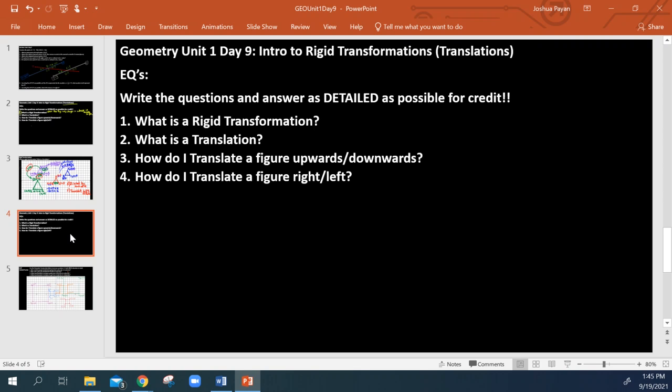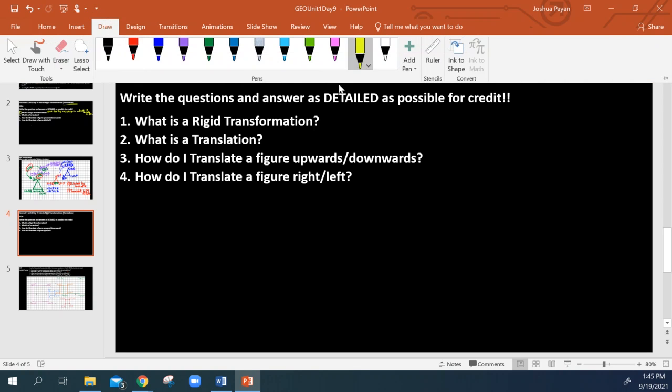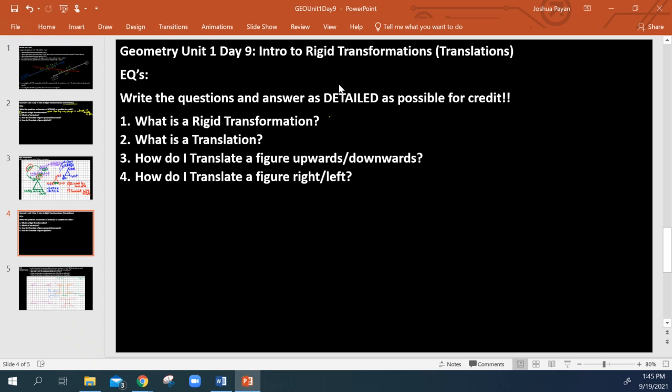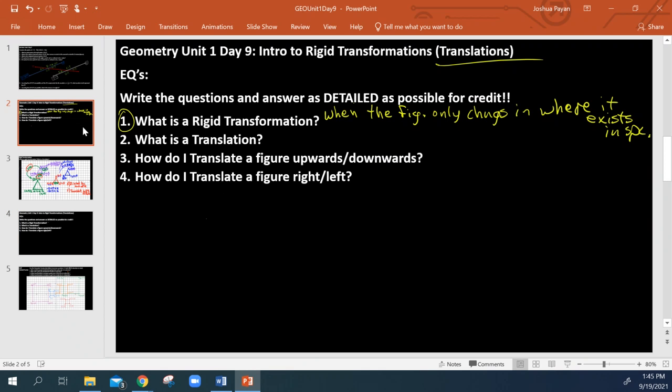Okay, so let's make sure I answered all my EQs. I did, more or less. A translation is when we simply move the figure or function up, down, left, or right. Remember, the size doesn't change. It's a rigid transformation, so it stays the same. Rigid means stiff, unchanging.